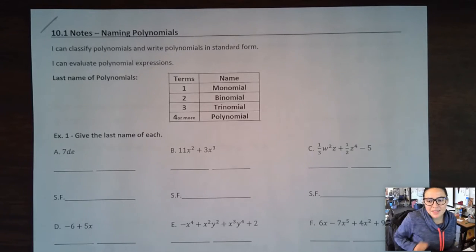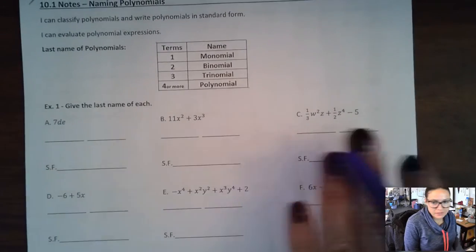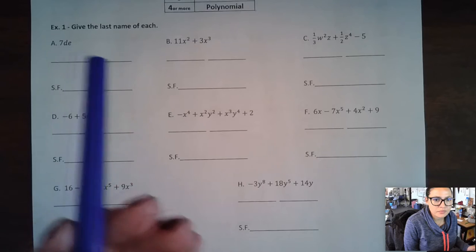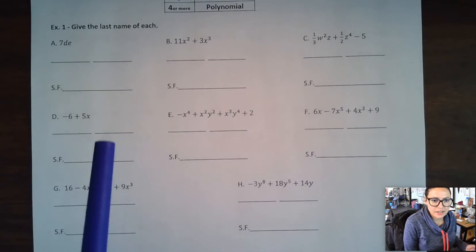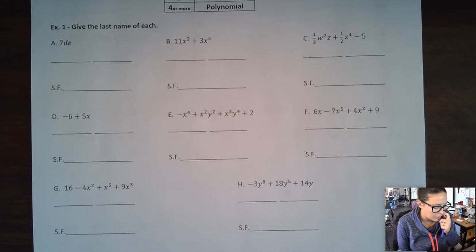We are going to get started with the 10-1 notes. And in this lesson, we are going to talk about how we name polynomials. So polynomials, this front page here has a bunch of examples of them. A, B, C, D, E, F, G, and H. There's 8 different examples of polynomials.